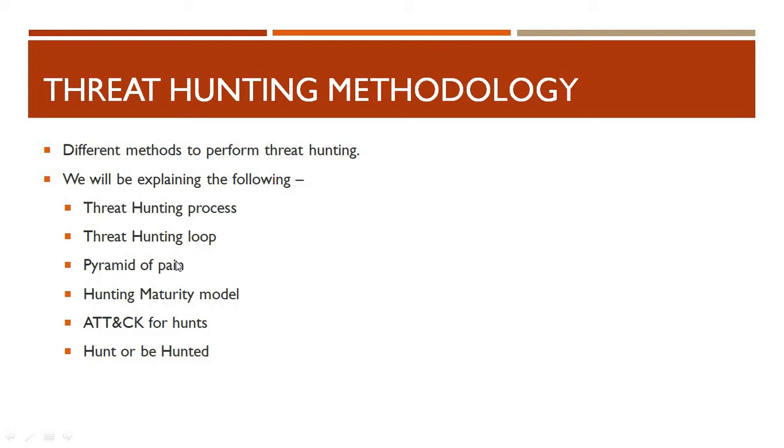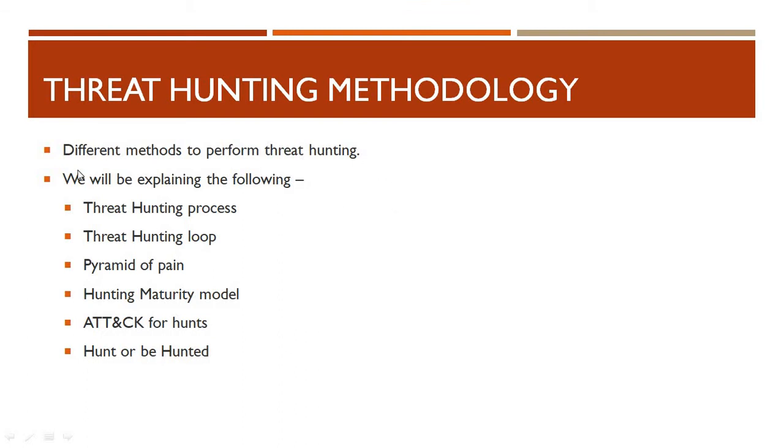So in the last part, we looked at threat intelligence and the importance of threat intelligence in performing threat hunting. In this part, we'll be looking at the entire threat hunting methodology, wherein we'll cover various topics such as threat hunting process, threat hunting loop, the pyramid of pain, hunting maturity model, attack for hunts, and hunt or be hunted. So that's on you, whether you want to hunt something or be hunted by someone. So that's the threat hunting methodology for you.